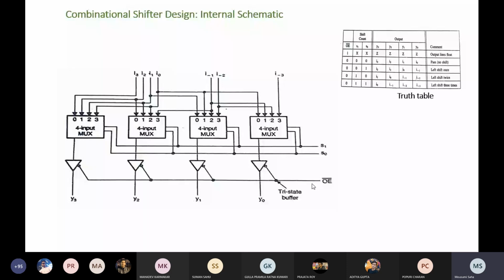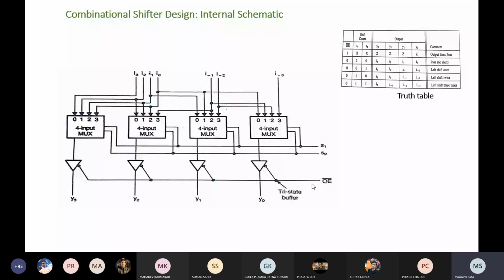Now for S1, S0 equals 0, 1, line 1 will be connected to the output of the muxes. So all the line 1 connections depend on 0, 1. What is 0, 1? It means I2, I1, I0, I minus 1. So first you connect I2, second you connect I1, third you connect I0, and last you connect I minus 1.